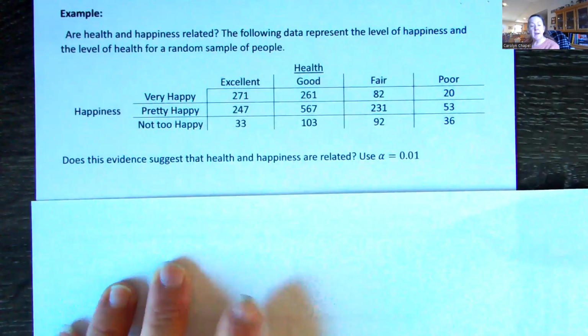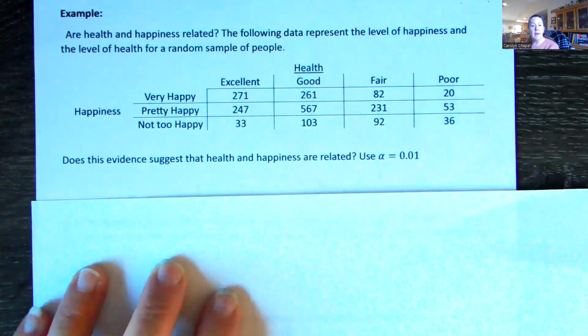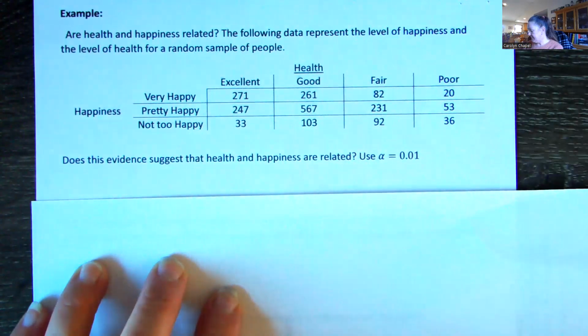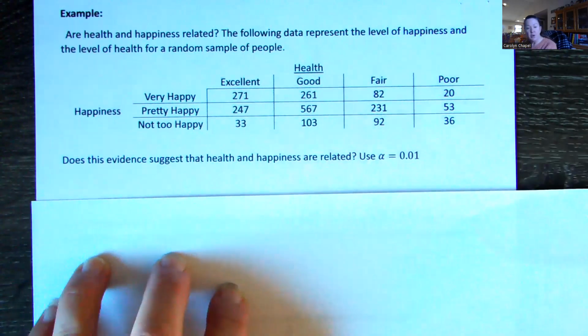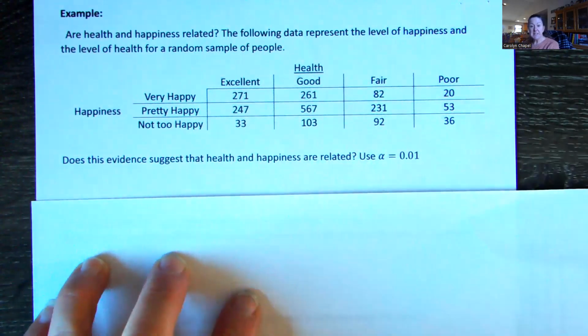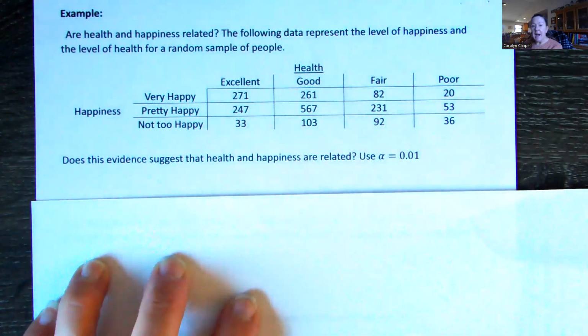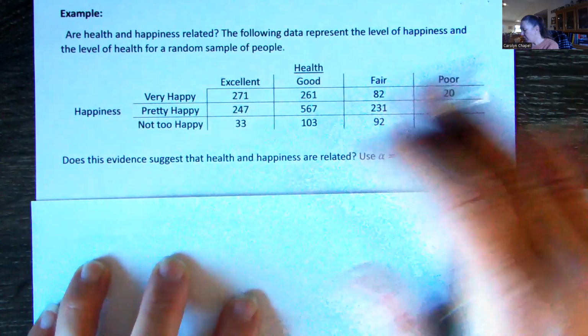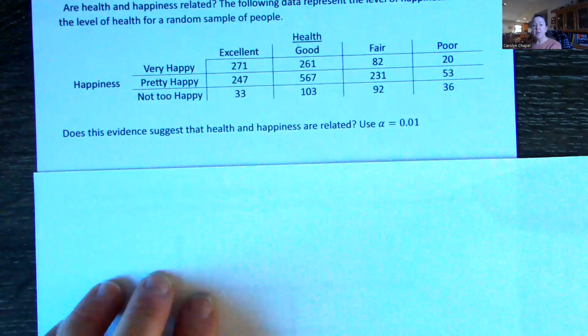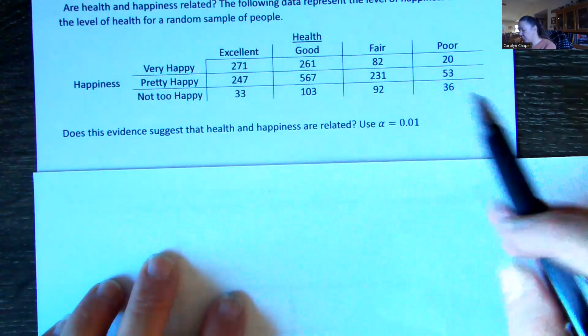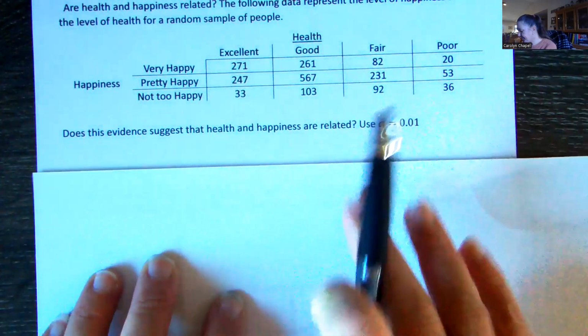So basically we would give people a table and say, okay, on the health scale, are you in excellent health, good health, fair health, or poor health? And then again, how happy are you? Are you very happy, pretty happy, or not too happy? And we want to ask, is there a relationship between your health and your happiness? And we're going to do this at 0.01.